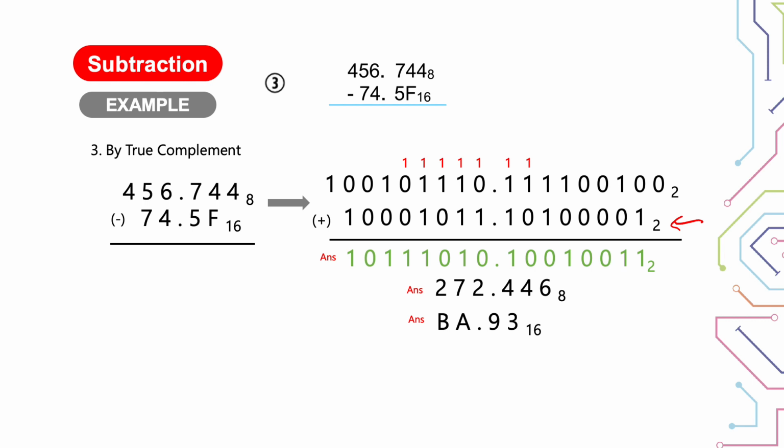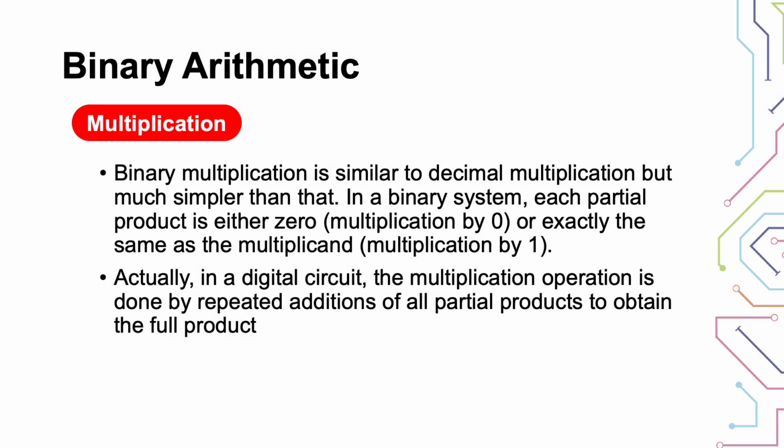Now is yung multiplication. Sa multiplication, this is similar lang sa paano tayo nagmo-multiply sa decimal multiplication, but simpler than that. In binary system, each partial product is either 0, multiplication by 0, or exactly the same as the multiplicand, or multiplication by 1. Actually, in digital circuits, multiplication operation is done by repeated addition of all partial products to obtain the full product.